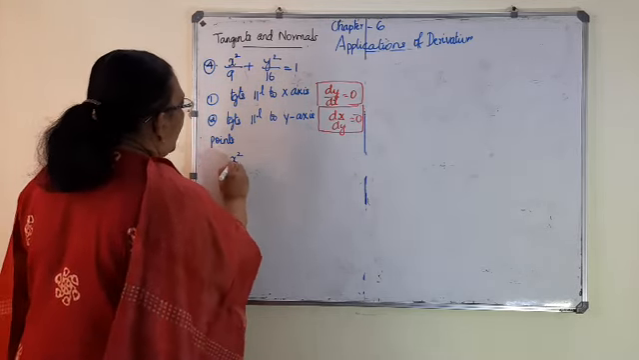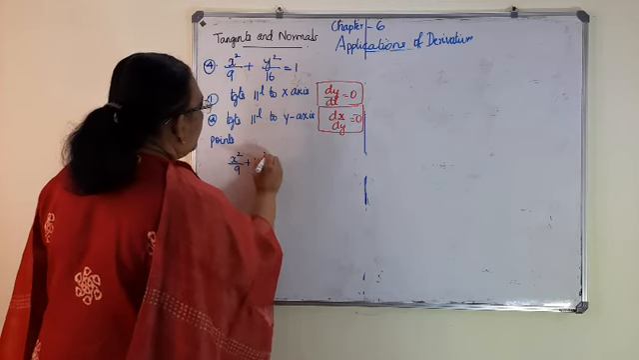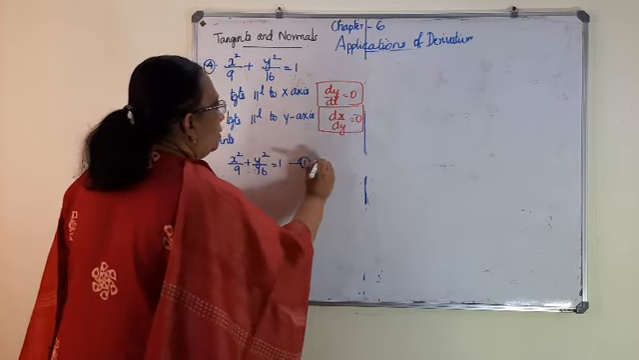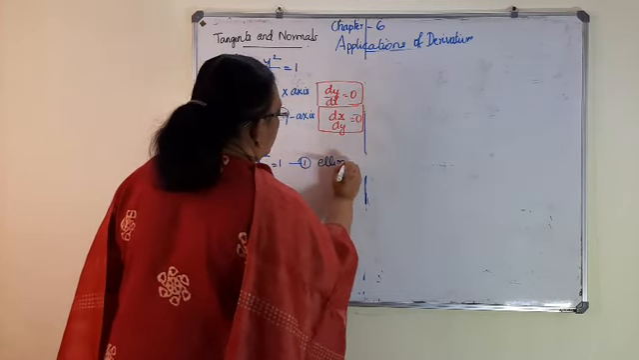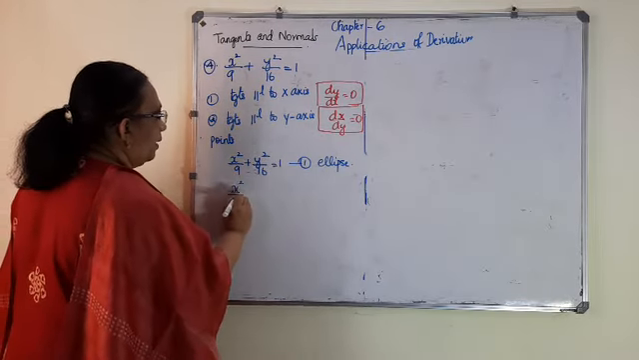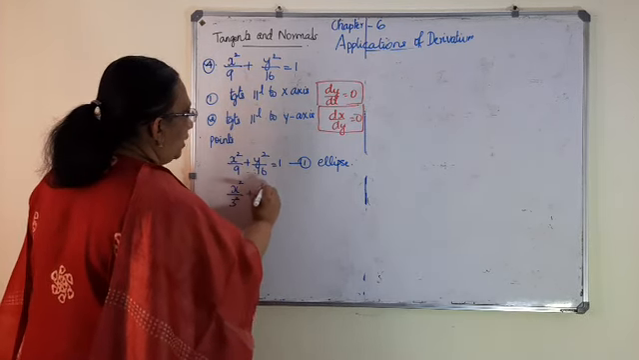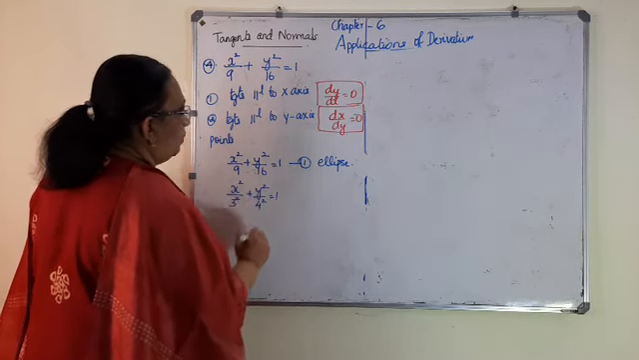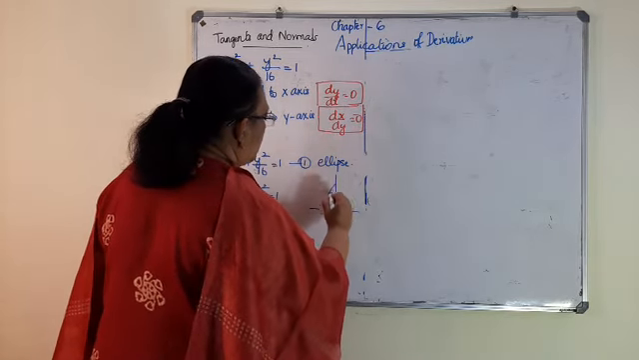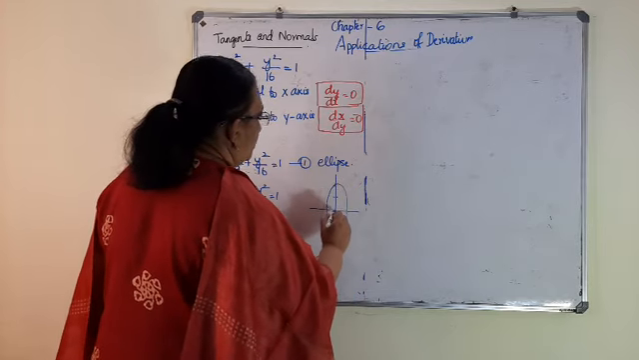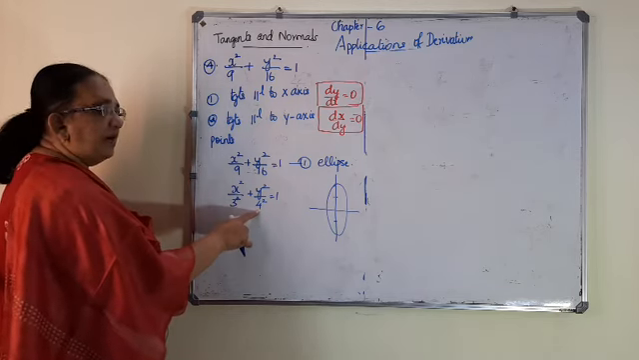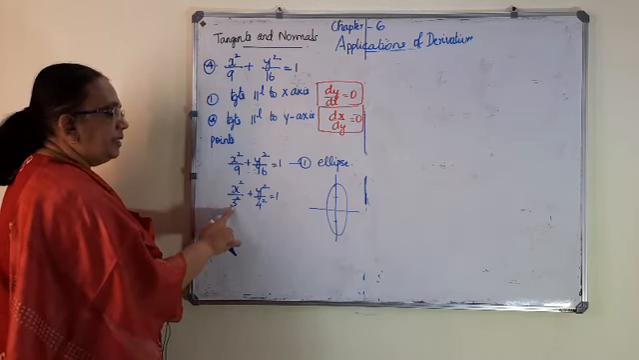X squared by 9 plus y squared by 16 is equal to 1. You know it is an ellipse. What will be the standard form? X squared by 3 squared plus y squared by 4 squared is equal to 1. Now, here the major axis is on the y-axis, because the denominator of y is bigger than the denominator of x.